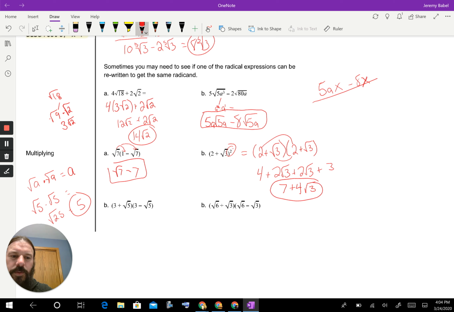All right, so when you see a problem where you have something like that squared, you've got to remember to write it out and then multiply using the distributive property like that. All right, let's take a look at another one of these.